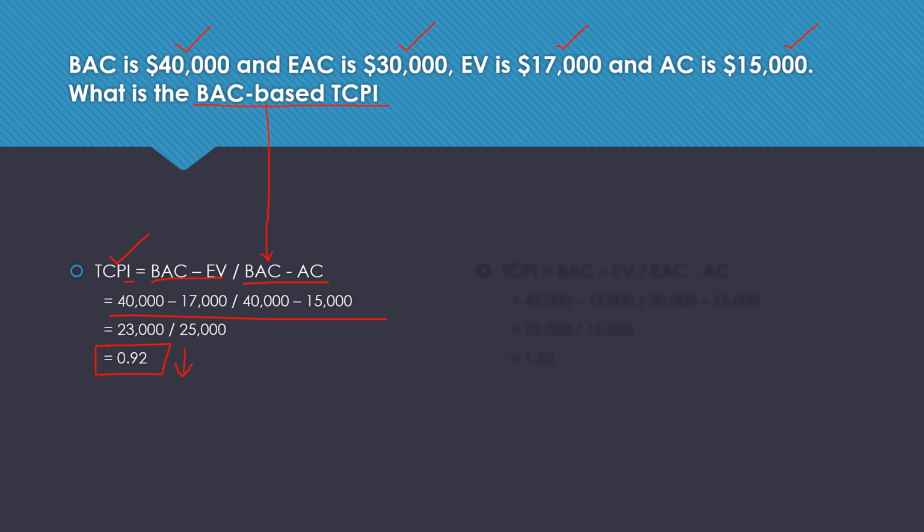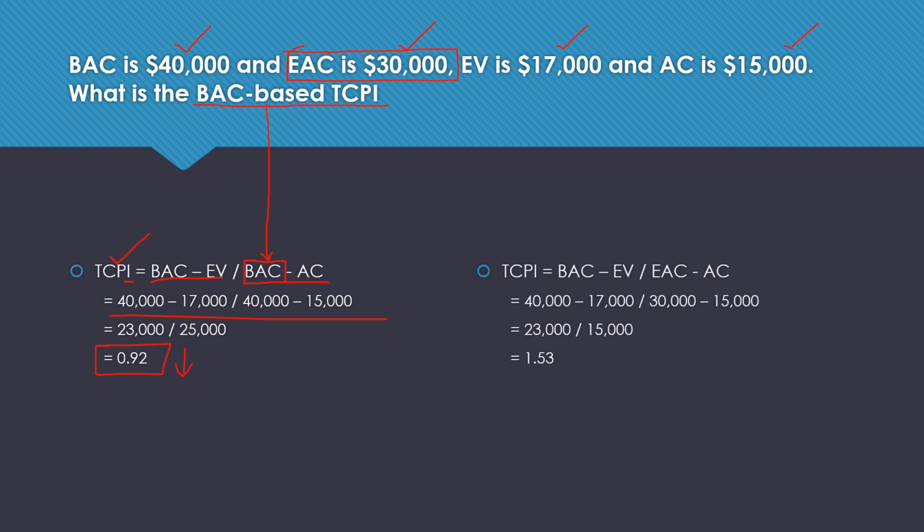Now, one other thing here is that we are asked to calculate BAC based TCPI. There is actually one more way you can calculate the TCPI, using another formula that replaces the BAC in the denominator by EAC. Since we have the value of EAC as well, let's calculate that here. So TCPI is BAC minus EV divided by EAC minus AC instead of BAC. When you put in the values, the answer that you get is 1.53.